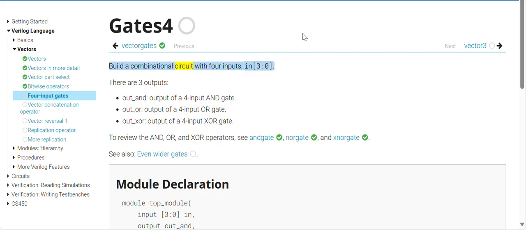Build a combinational circuit with 4 inputs, in[3:0]. There are 3 outputs. out_and, output of a 4-input AND gate. out_or, output of a 4-input OR gate. out_xor, output of a 4-input XOR gate.